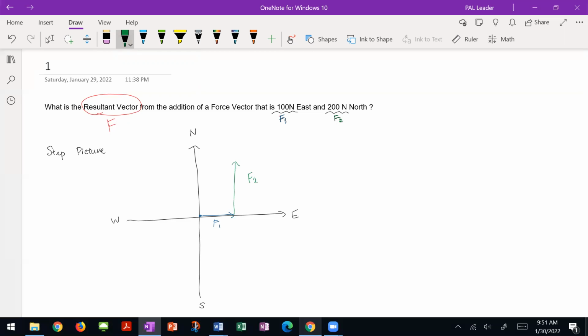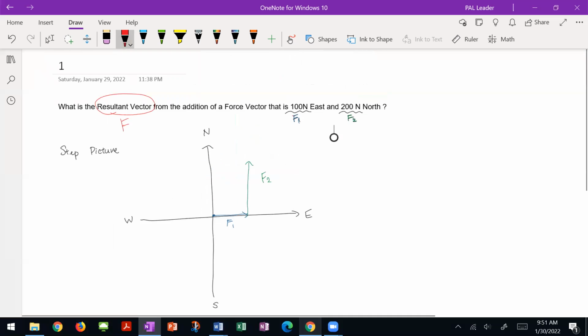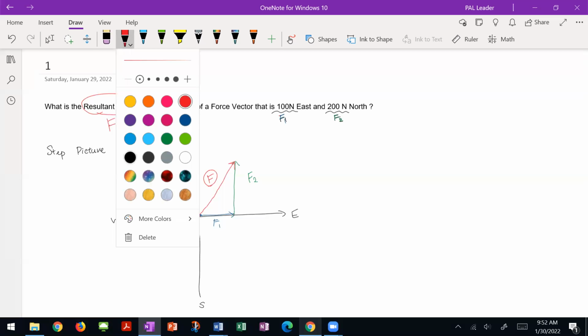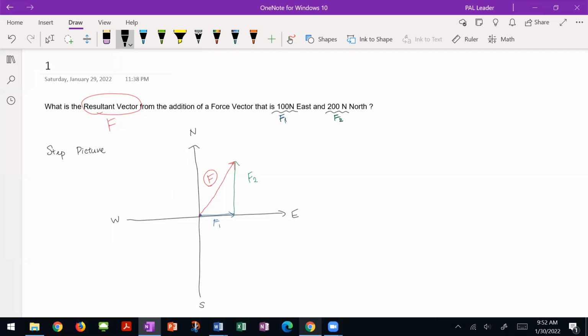So our overall vector is going to look like the overall start to finish. So it's going to be here to here. That is going to be our overall F that we are asked to find. And this is a pretty simple question because we already have our triangle. That's a right angle, that's 90 degrees.